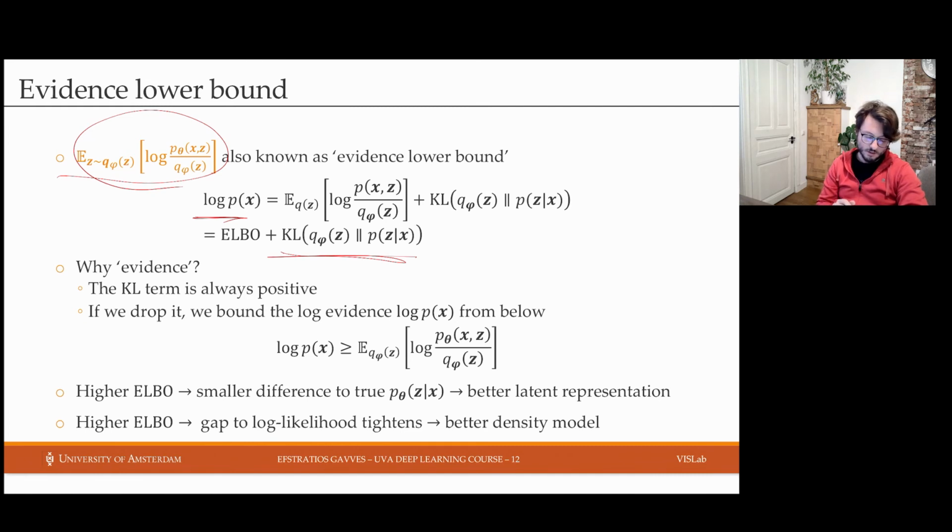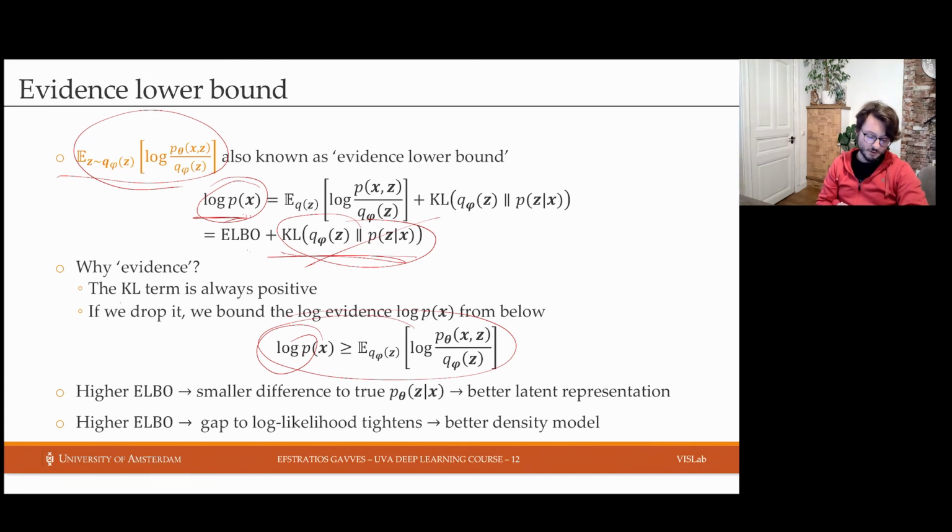This is called evidence because the KL term here is a quantity that is always positive, which means that if we drop it, then my log marginal will always be larger than my evidence lower bound, right? And the log marginal is also called evidence.